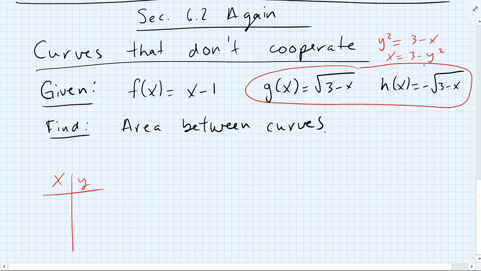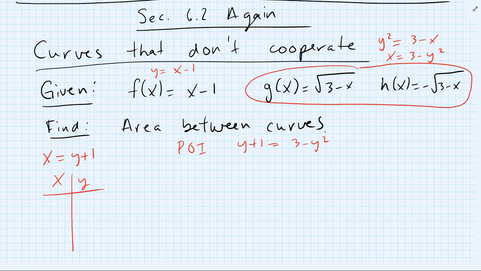And now I'm going to solve this one. This is y equal to x minus 1. I'm going to solve it for x also. So for the first curve, x is equal to y plus 1. And for this one, x equals 3 minus y squared. So I have to find the points of intersection. I set them equal to each other. I now have y plus 1 equals 3 minus y squared.